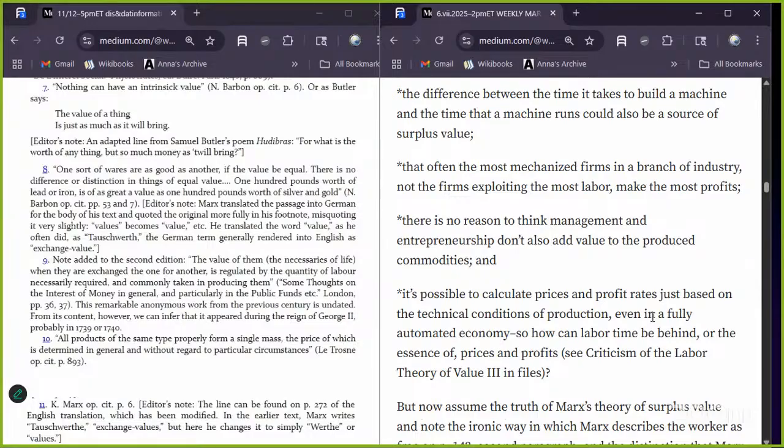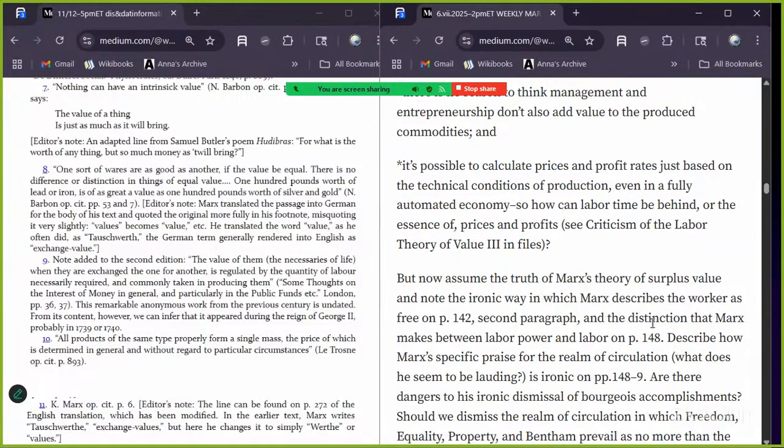That often the most mechanized firms in a branch of industry, not the firms exploiting the most labor, make the most profit. So that technical difference is important. There's no reason to think management and entrepreneurship don't also add value to the produced commodities. It's possible to calculate prices and profit rates just based on the technical conditions of production, even in a fully automated economy. So how can labor time be behind or the essence of prices and profits? See criticism of the labor theory of value number 3.